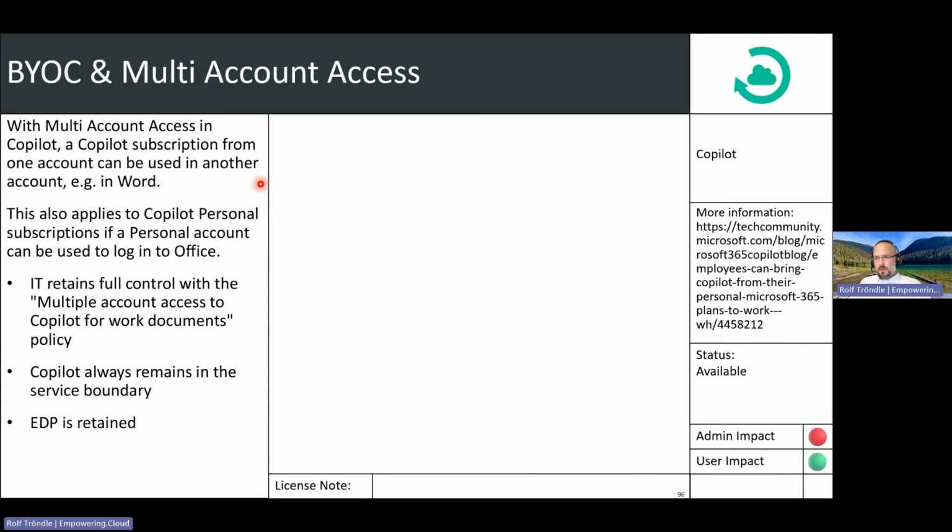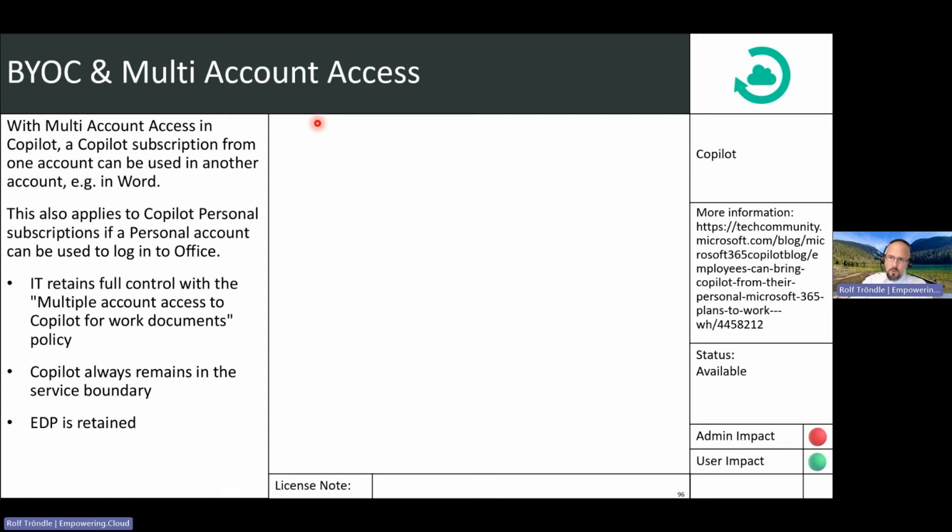Bring your own Copilot will now be available using multi-account access. Multi-account access is a feature that's been available for 4 or 5 months now. So if you have 2 Entra ID accounts, one has a Copilot license, the other does not, then you can access Copilot features using the licensed account and access the currently open document from the unlicensed account. So we can work with Copilot on the document which is open under the unlicensed account. You can do this using multi-sign-ins.